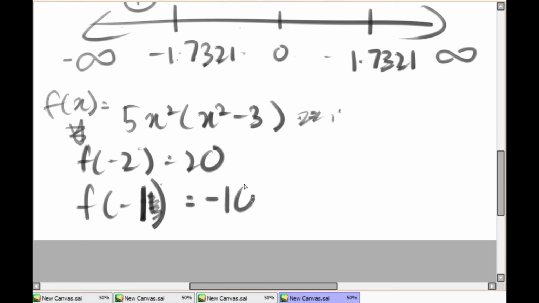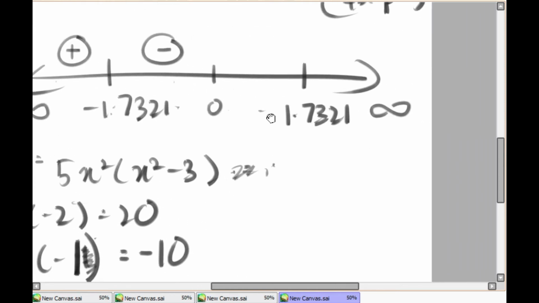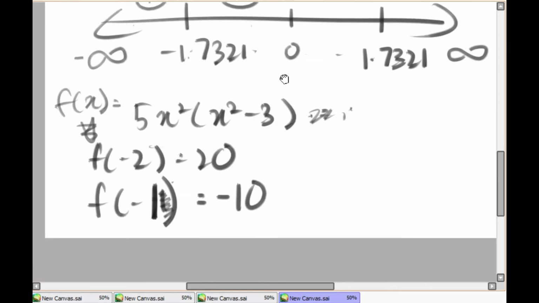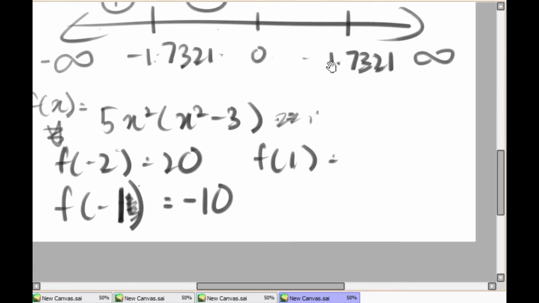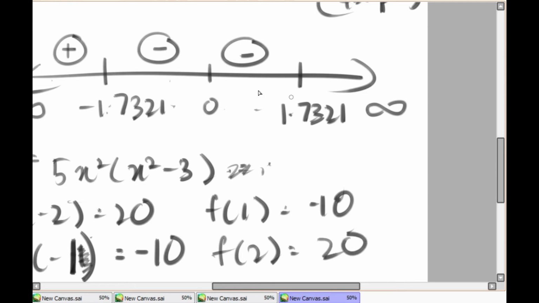And that is negative 10. Negative 10 is smaller than either side of them, so it's a minus. So 0 to 1.731, we can put it as 1. And it's negative 10 here, so it's another minus here. 1.7321, the bigger version is 2. So it's 20, which is bigger than 1.7321, so it is a plus here.